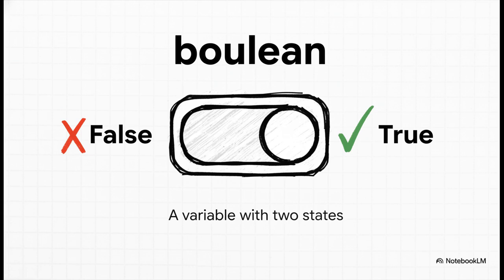And this is so fundamental for everything, from a game checking if a player is still alive to an app remembering if you have dark mode turned on. Boolean flags are basically the memory of our program's decisions.